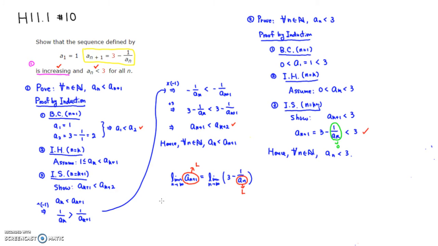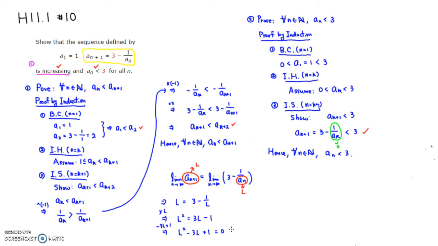So this is going to give us L is equal to 3 minus 1 over L. Right? Then we can just solve this equation for L. So multiply both sides by L. You have L squared is equal to 3L minus 1. Right? Then we can put everything on one side. So I'm going to subtract 3L and add 1. So we get L squared minus 3L plus 1 is equal to 0.